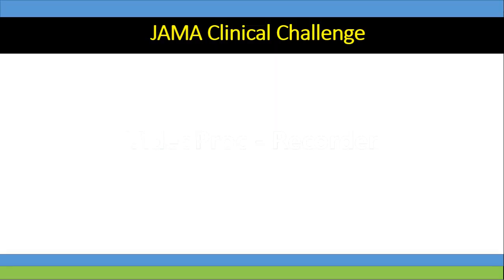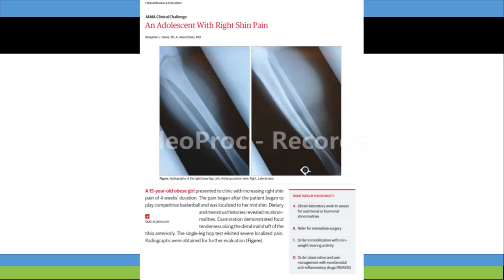Apart from that, a very interesting thing that I like probably the most is the JAMA clinical image, JAMA clinical challenge. JAMA is the Journal of the American Medical Association, and this is how the patient would present to you in your OPD as well. So for example, look at this JAMA clinical challenge. The title is an adolescent with right shin pain, and the description is a 15 years old obese girl presented to clinic with increasing right shin pain, blah blah blah. The pain began after the patient began to play competitive basketball, and was localized to her mid shin. What would you do next?